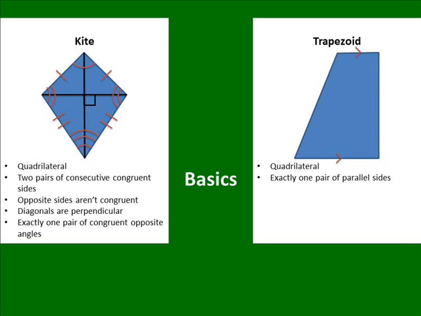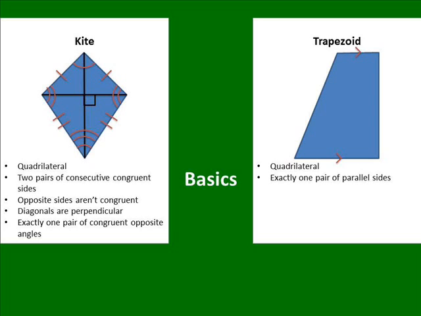Here are the basics. A kite is a quadrilateral with the following properties. Two pairs of consecutive congruent sides, opposite sides that aren't congruent, diagonals that are perpendicular, and exactly one pair of congruent opposite angles.